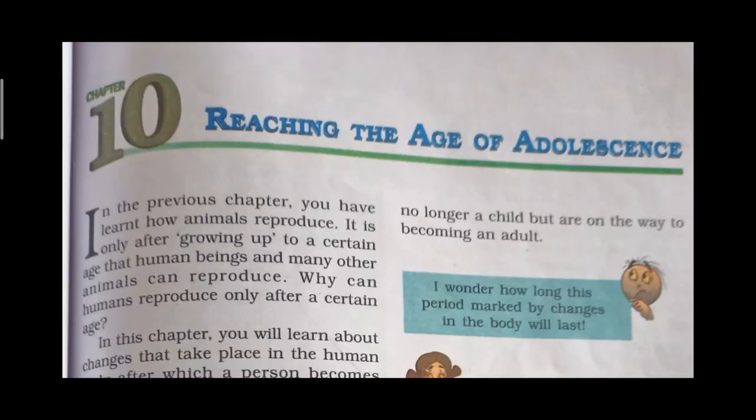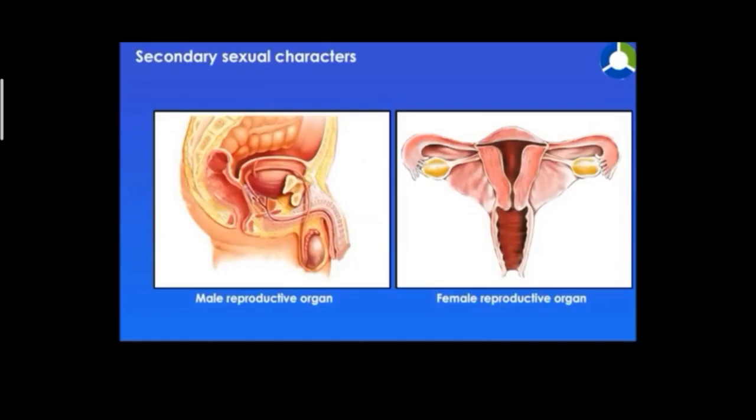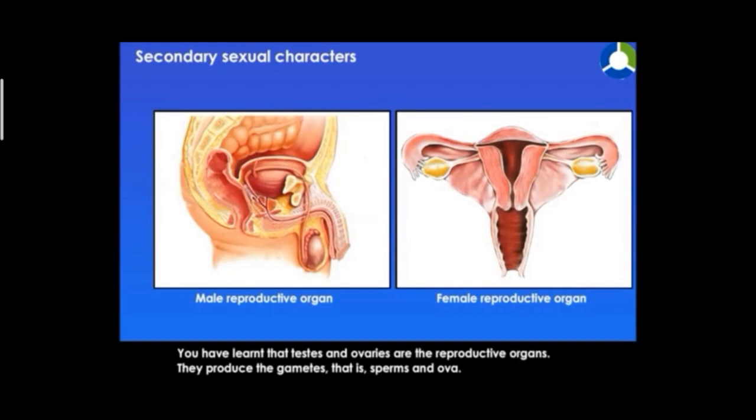Hello everyone. Let us continue the chapter Reaching the Age of Adolescence. You have learned that testes and ovaries are the reproductive organs. They produce the gametes, that is, sperms and ova.